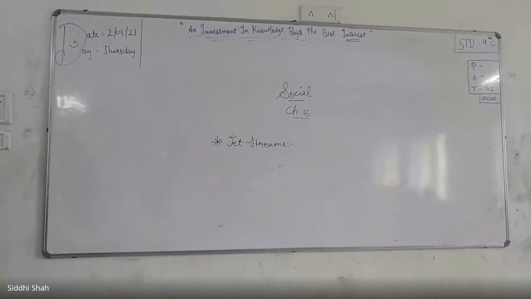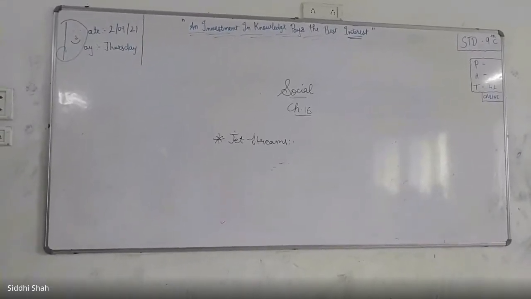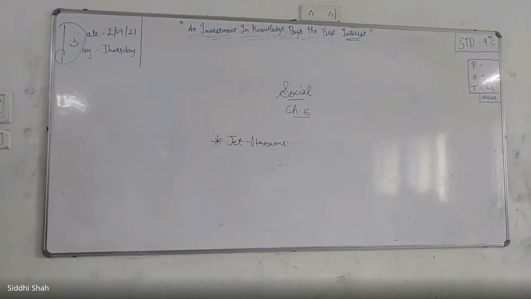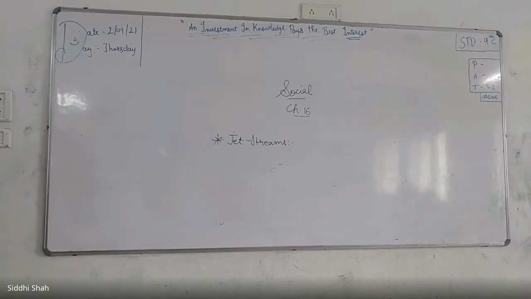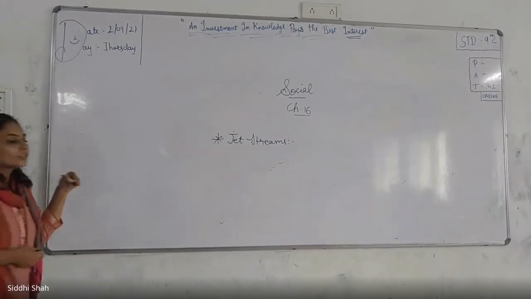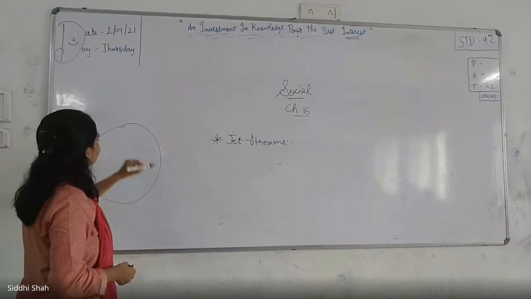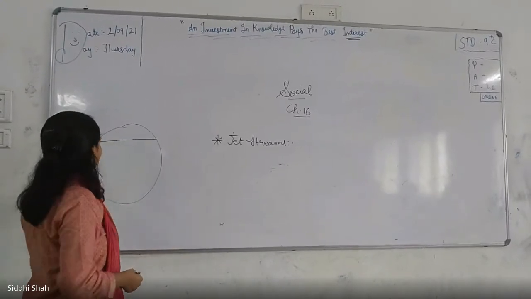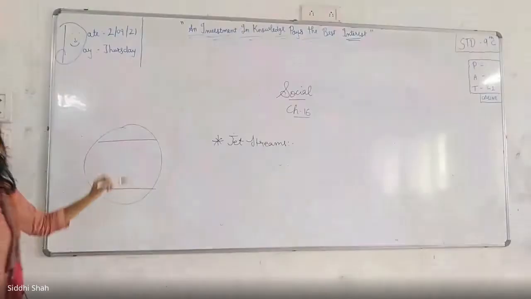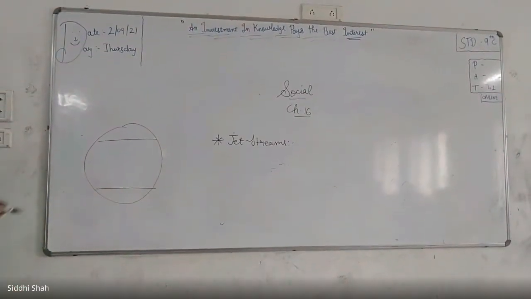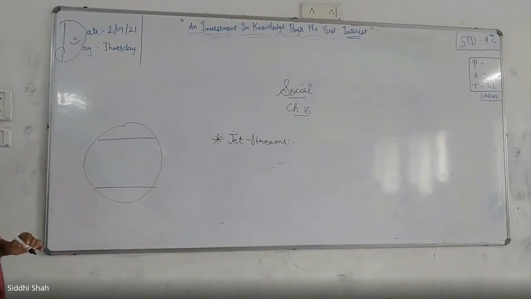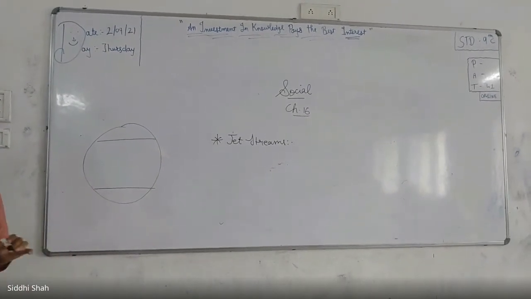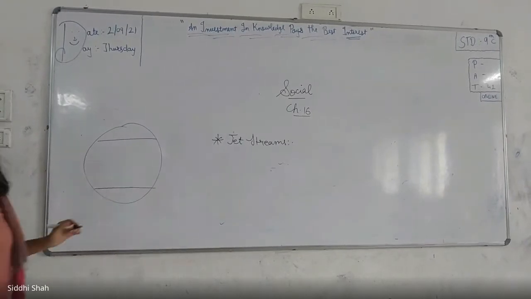Jet streams. Okay, what are jet streams? In both hemispheres, around 30 degree latitudes, very powerful wind in a pipe-shaped belt blows with high speed in the atmosphere at an altitude of 8 to 15 kilometers. So this is our Earth, northern hemisphere, southern hemisphere, North Pole, South Pole. So the wind is blowing at which degree latitude? 30-degree latitude.